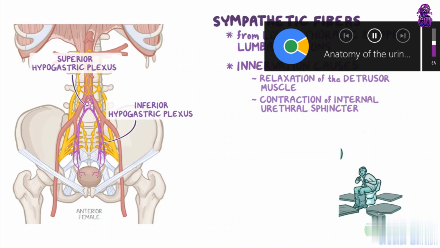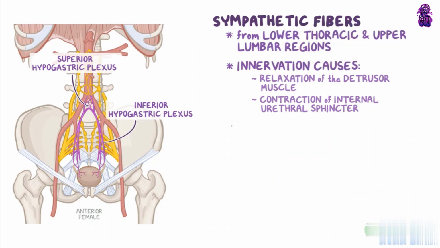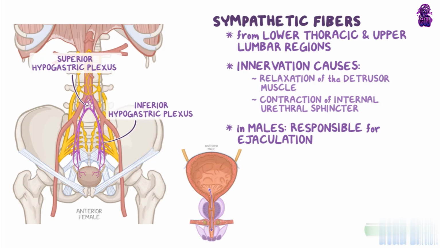It is also important to note that in males, sympathetic innervation is responsible for ejaculation and to prevent semen from entering the urinary bladder during ejaculation, which is called retrograde ejaculation. These fibers again cause contraction of the internal urethral sphincter.